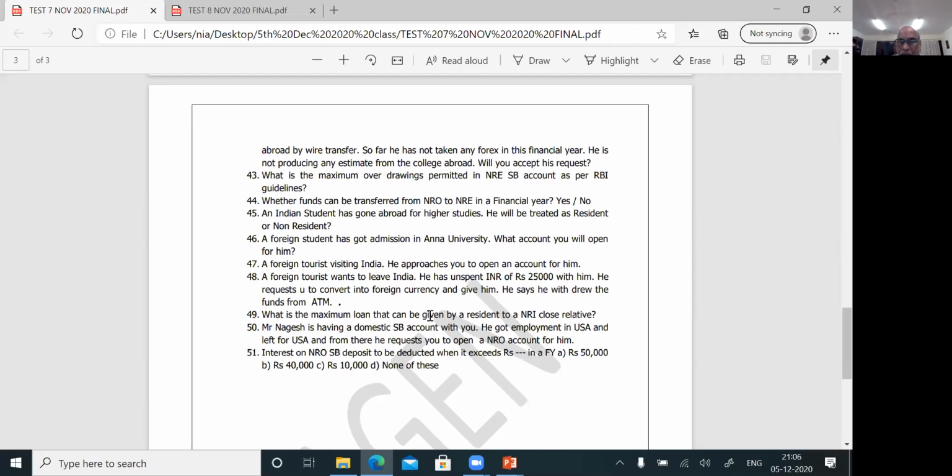What is the maximum loan that can be given by a resident to an NRI close relative as per the entitlement under LRS, isn't it? Limited. So a resident individual can give a maximum loan of his eligibility under LRS. Today, it is 2,50,000 US dollars.